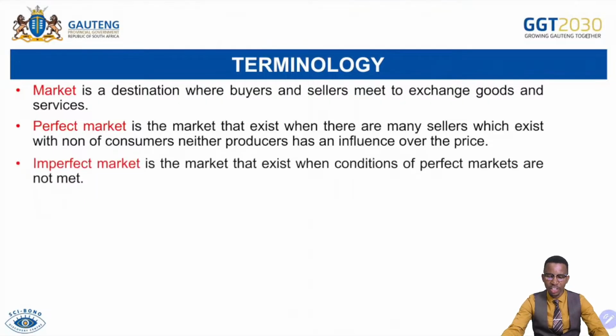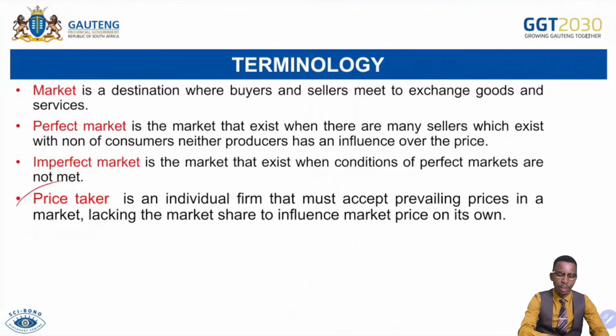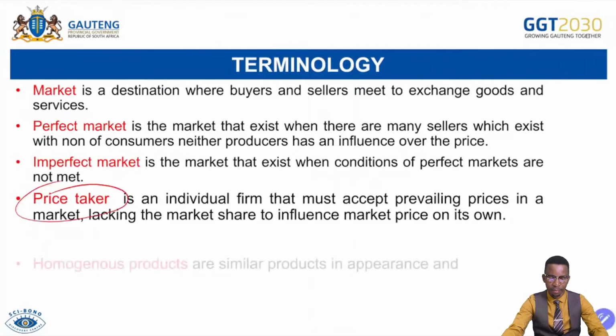Imperfect market is the market structure that exists when conditions of perfect market are not met. The price taker refers to an individual firm that must accept prevailing prices in a market, lacking the market share to influence the market price on its own. Remember, we say the perfect market is a price taker.